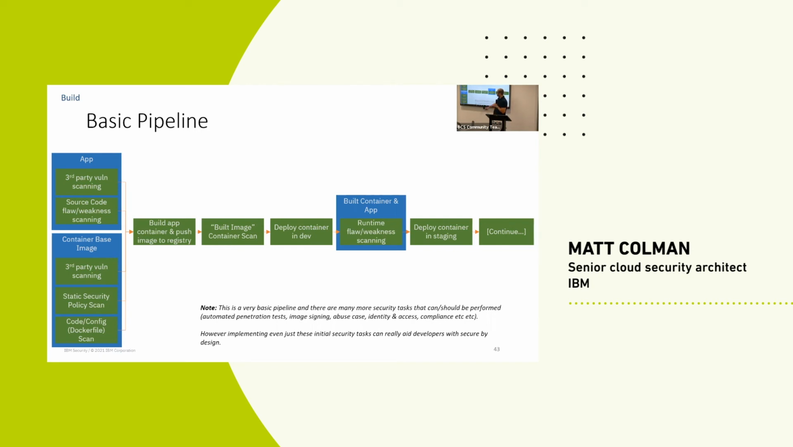Likewise, I want to check my base image, that blue box on the left-hand side that says container base image, for the equivalent things at the container level. Is the configuration flawed? Has it got any vulnerabilities in it? If those two things are good, then it makes sense to think about actually putting the application into the container, build it and put it in the container.